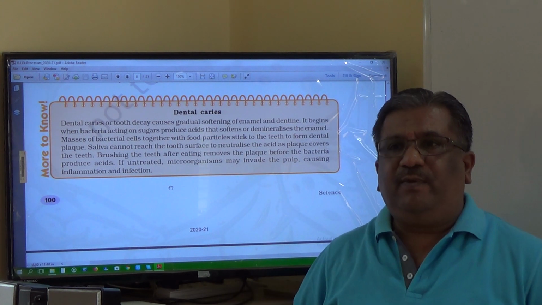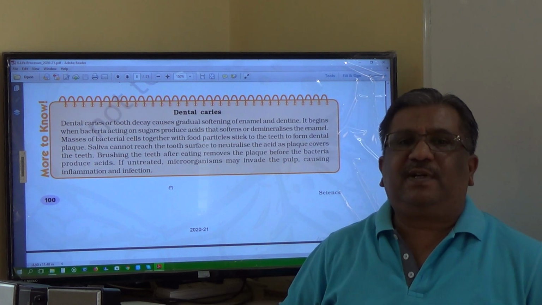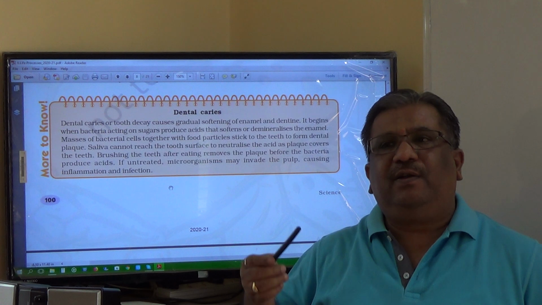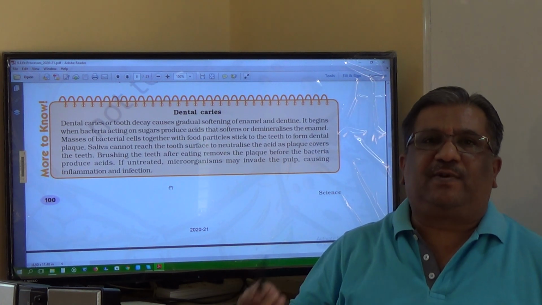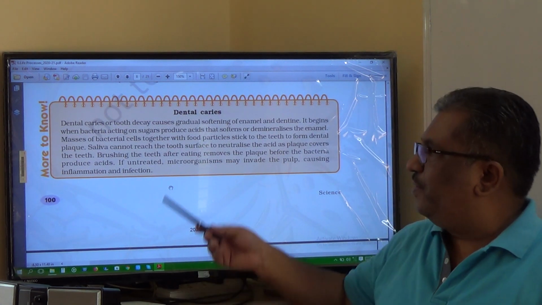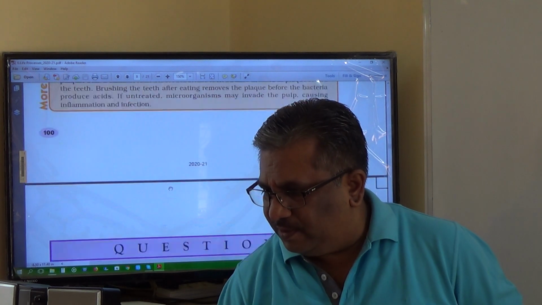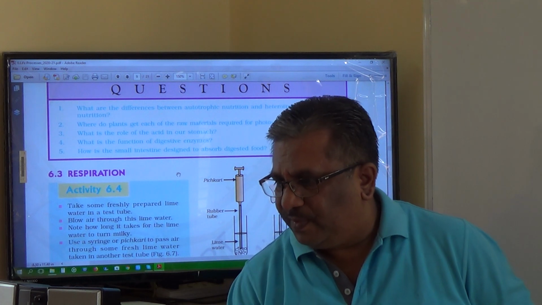Hence, every time after consumption of food, the mouth should be rinsed with water properly, or use toothpaste so that it will neutralize the acidic content. So you can write a small note on dental caries yourself. Okay, let me go to the next in-text questions.